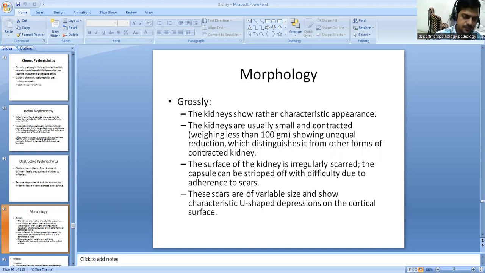Pelvic calyceal system. The renal pelvis and calyces are dilated. The walls of pelvis and calyces show marked chronic inflammation and fibrosis. Lymphoid follicles with germinal centers may be present in the pelvic calyceal walls. The lining epithelium may undergo squamous metaplastic change.